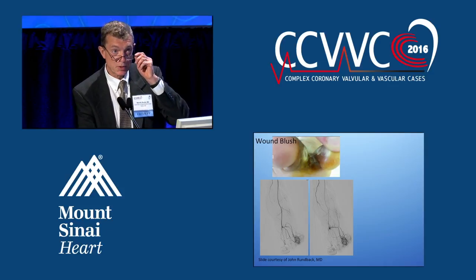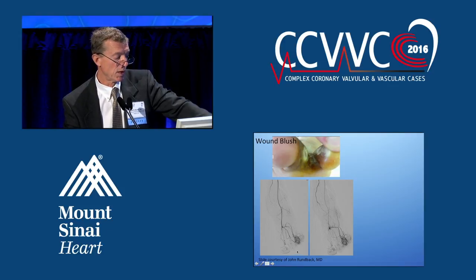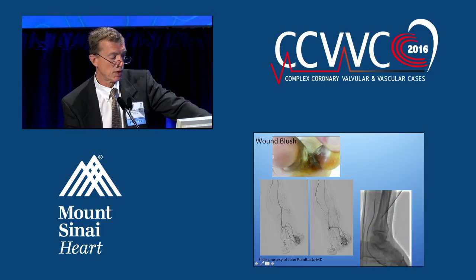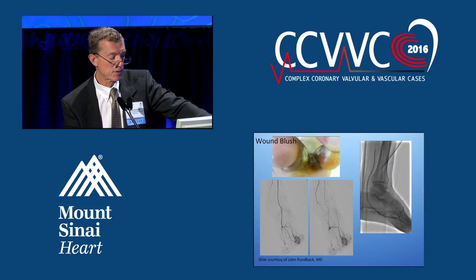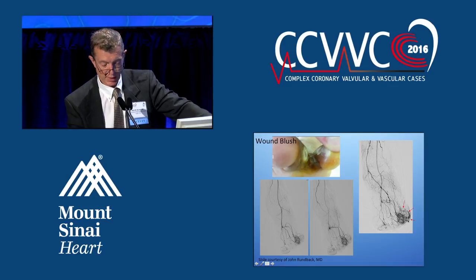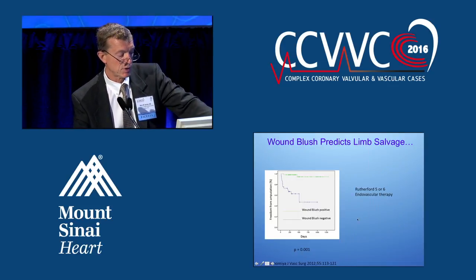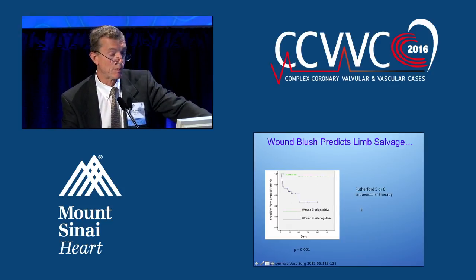Wound blush, as I mentioned, is also another important aspect from the angiogram of perfusion. Here you can see a patient who has a lesion between the 4th and the 5th toes with some degree of wound blush. After angioplasty to reestablish flow through the plantar arch, the wound blush improves. And so this is an angiographic finding. Is this valuable or not? Well, I think this study, published in the Journal of Vascular Surgery a few years back, really shows that this is valuable.